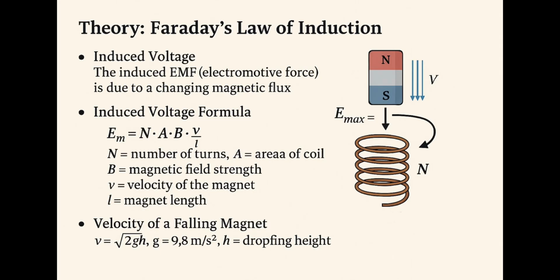In my setup, as the magnet falls through the coil, the magnetic flux changes rapidly within a very short time. The velocity of the magnet increases with the square root of the dropping height. Combining this with Faraday's law, we can expect that the induced voltage also increases with the square root of the height. This theoretical relationship forms the basis of my experiment.